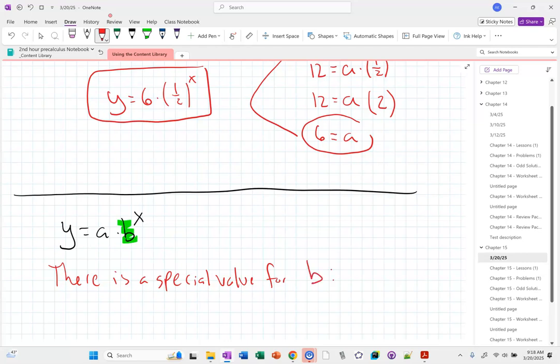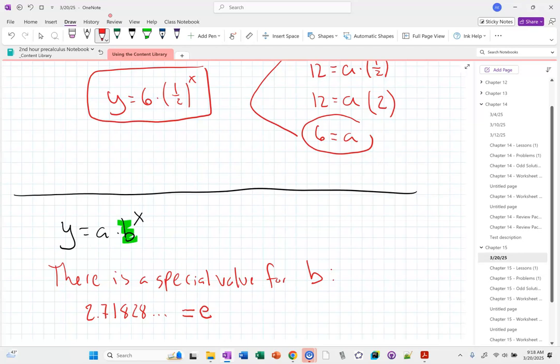That special value for B is the number 2.71828, and so on. We're going to give it a name. It's an irrational number. It can't be written as a fraction. Its decimal continues on forever, with no repeating pattern. We're going to call it E. So the letter E is that number.